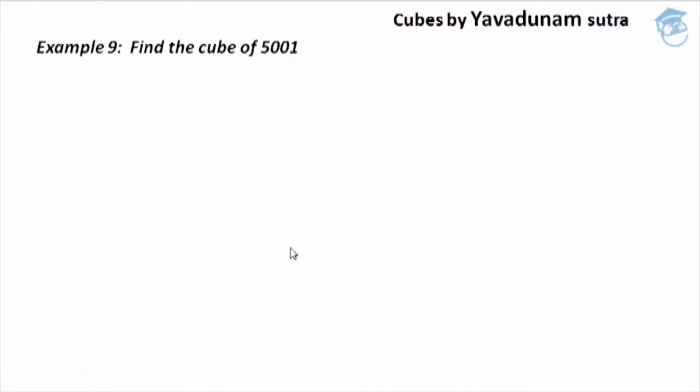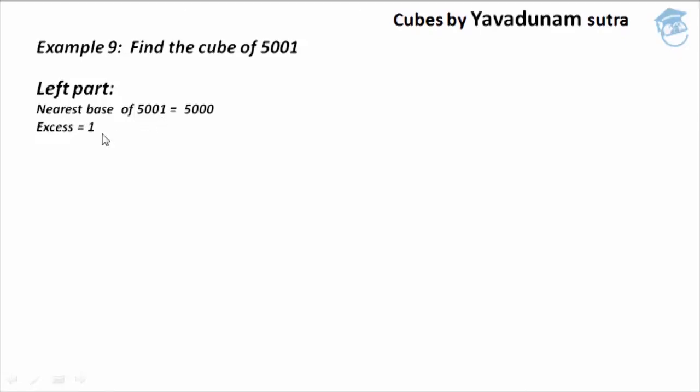So friends, in order to find the cube of 5001, we have some parts of the procedure that we have to follow. The first part is the left part. Here, the first step is to find the nearest base of the given number 5001. So here the nearest base is 5000. After finding the nearest base, we have to find the excess. So here the excess is 1. I think you know how to find the excess. The excess is found by comparing the given number, 5001, with the base 5000. If we compare these two numbers, we get an excess of 1, and this is the actual excess that we have to take here.